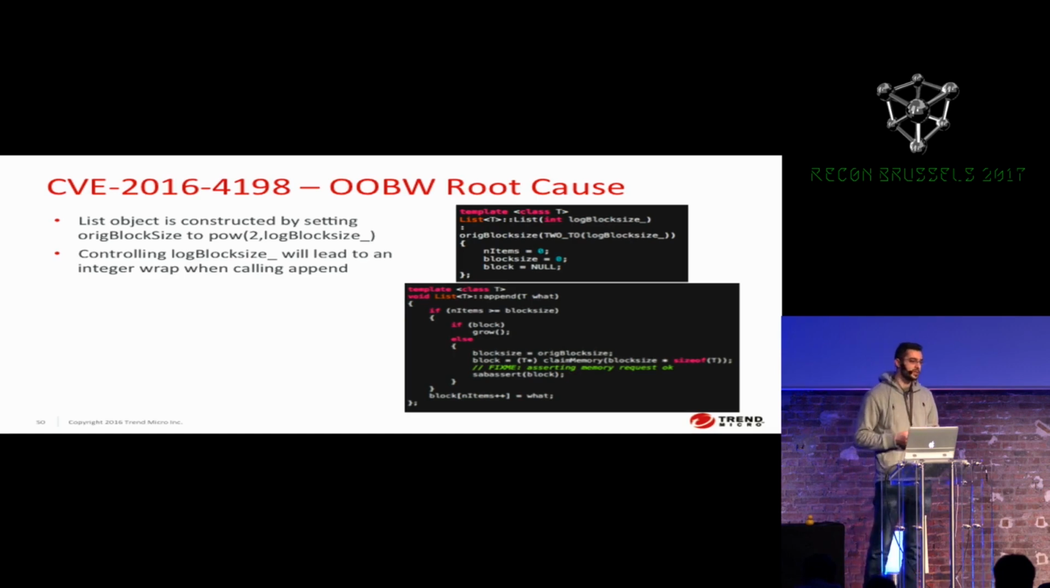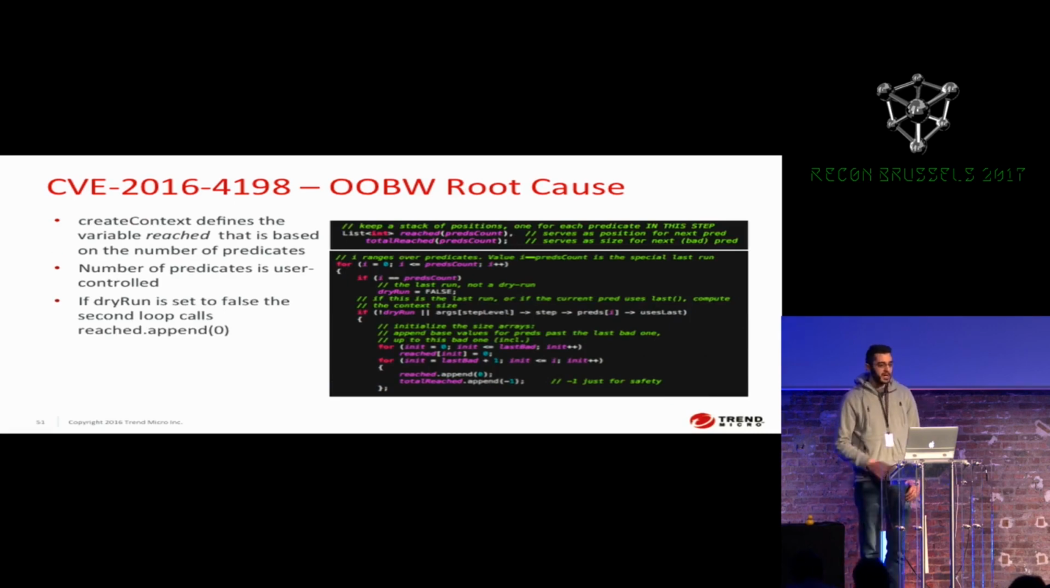In the constructor, a variable called original block size is set to 2 to the power log block size, and there's no check against that value whatsoever. In append specifically, that value is used in an allocation of a buffer, and then a value is appended to that specific block. The nice thing about it is that if someone controls that size, that length, then they can trigger some kind of integer wrap, eventually allocating a very small buffer and then writing out of bound to that buffer, to that object.